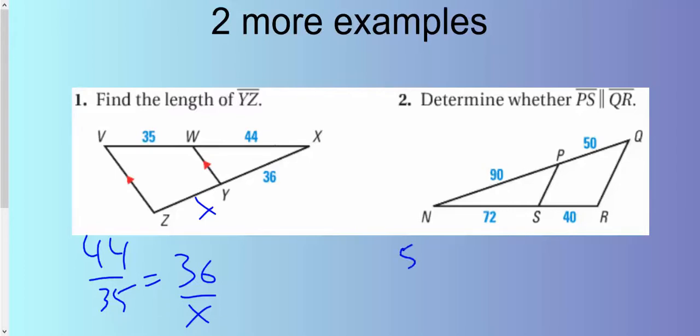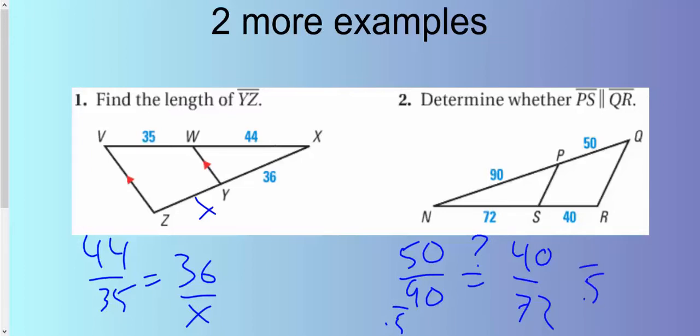So let's do 50 divided by 90, and let's check to see if that's equal to 40 divided by 72. Another way of doing this, I'll show you, 50 divided by 90 is 0.5 repeating here, and then 40 divided by 72 is 0.5 repeating, so yes. So that's another way to check to see if they're parallel. You just reduce the fractions.